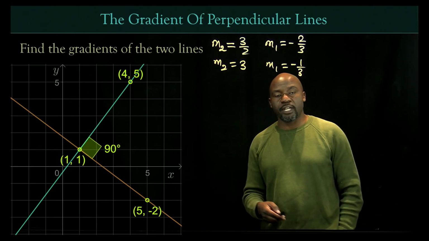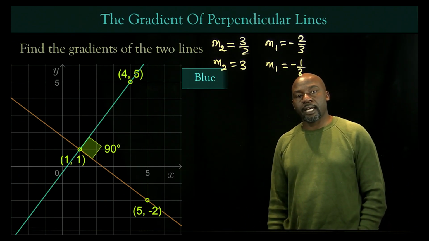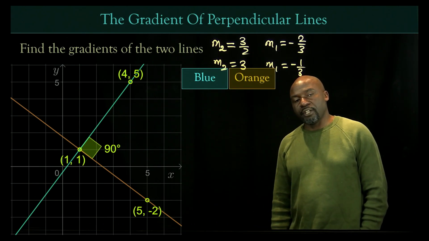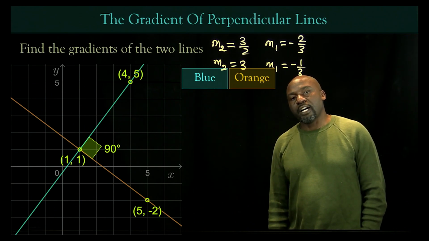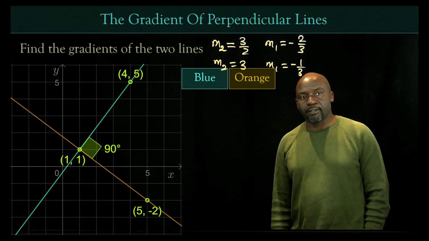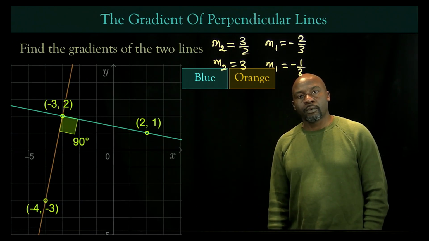So find the gradient of that. Put your result for the blue line there, just below that, and your value for the orange line there. What do you find for the gradient of the blue line, and what do you find for the gradient of the orange line? If you've done so, here is the second one.